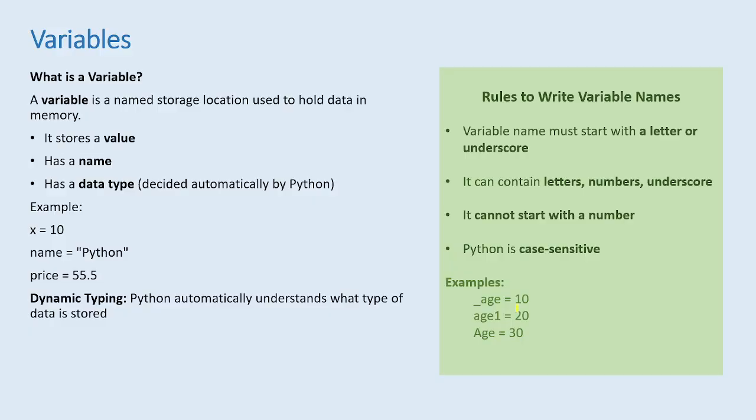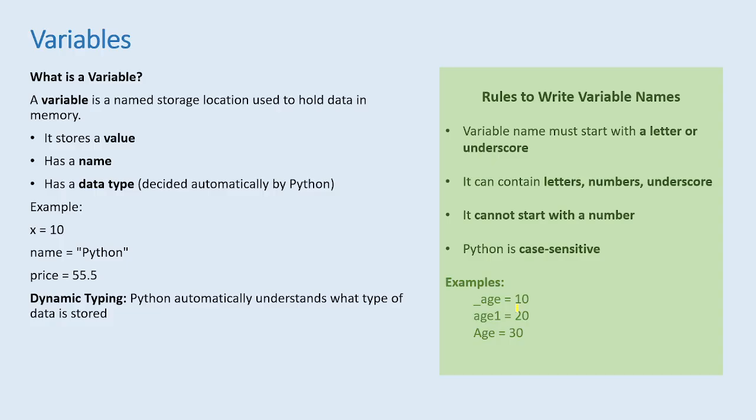Hey everyone, in this video we will learn about Python variables. So what are variables? A variable is a named storage used to hold data in memory. What does that mean? It means a variable is simply a name that stores a value in memory.